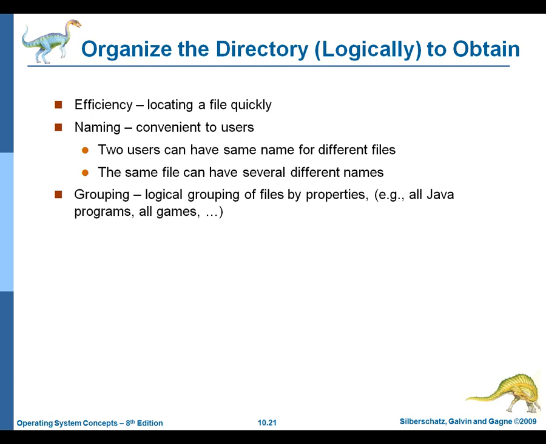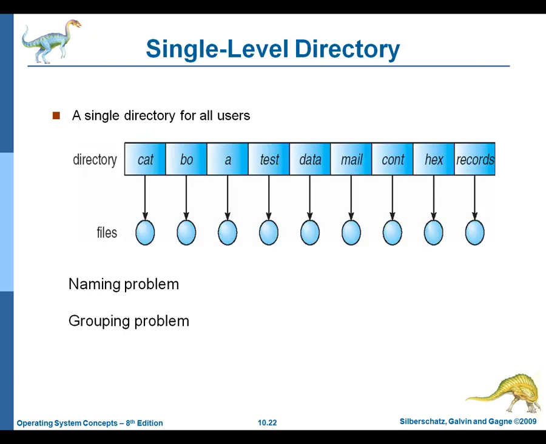Grouping, that is, logical grouping of files by properties. For example, if a .exe, that is an executable file, is present, or a gaming related file, or a programming related file is present, all those can be grouped, or just sorted by their properties. That is, either they are executable files, or document files, or text files. So based on the extension and the properties, they can be grouped. So there are various levels of directories.